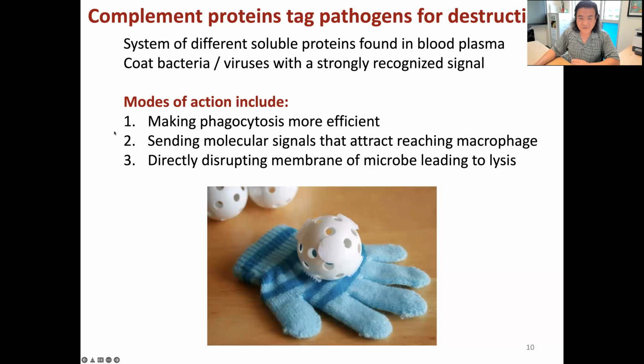So the modes of action of these complement proteins are that they make phagocytosis much more efficient, so that the macrophage can eat more bacteria. Also, complement proteins can serve as little signals that attract macrophages. So you can imagine in your tissue where you have a lot of complement protein activity going on, that's probably because there's lots of complement that's coating bacteria, right? So that can serve as a beacon or a sign to attract more macrophages there.